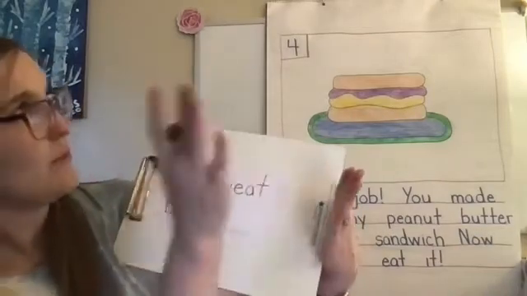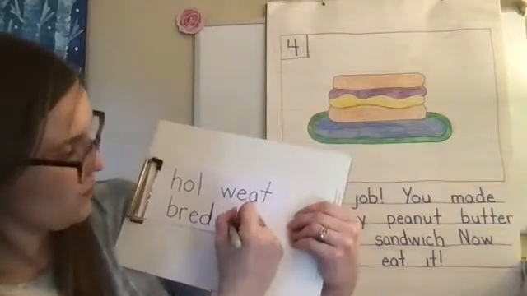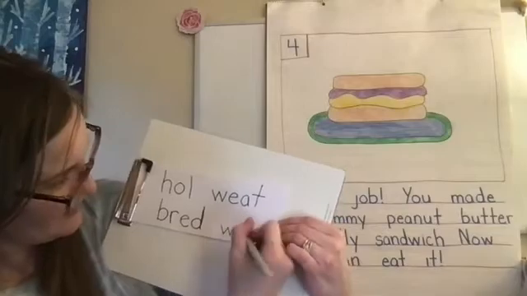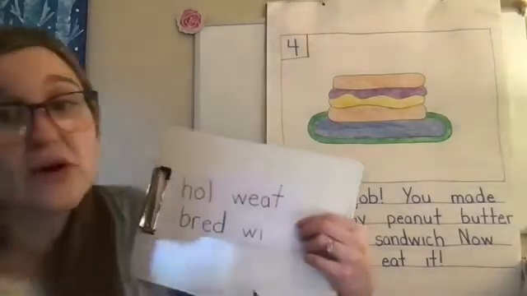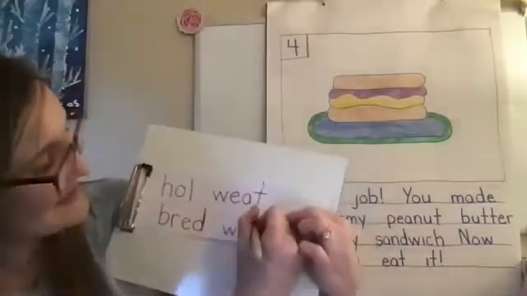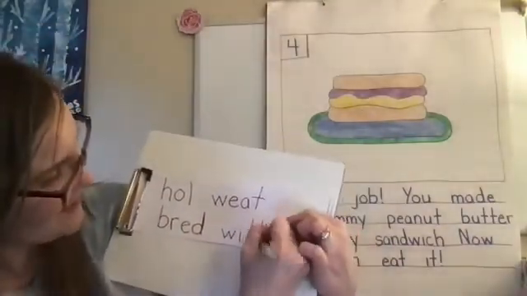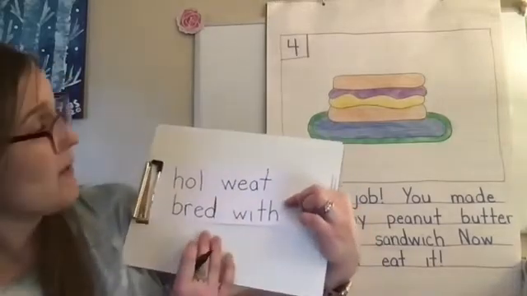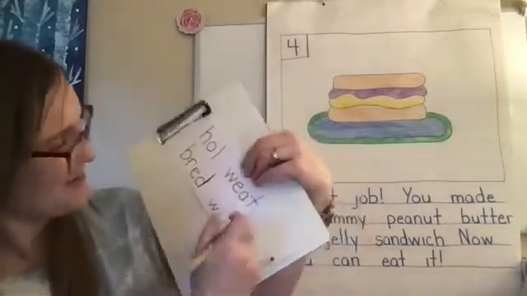With. Like igloo. Oh, we know that from Jolly Phonics. TH makes that sound. Whole wheat bread with, oh no, I've run out of room for seeds. I'm going to put it right here.